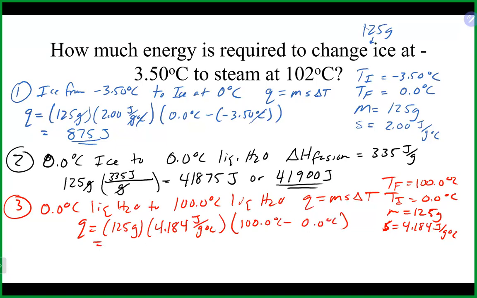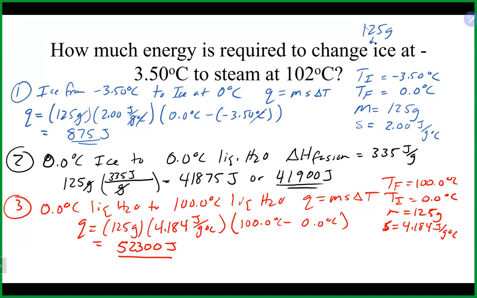And that's going to get us 125 times 4.184 times 100, basically. And that will get us 52300 joules. So that is the energy required to take us from 0 degrees Celsius to 100 degrees Celsius in terms of liquid water. Any questions on that? So again, here we had to adjust our specific heat capacity because we're now in liquid water. So we want to make sure we don't use the 2 here. We actually use, again, the 4.184.